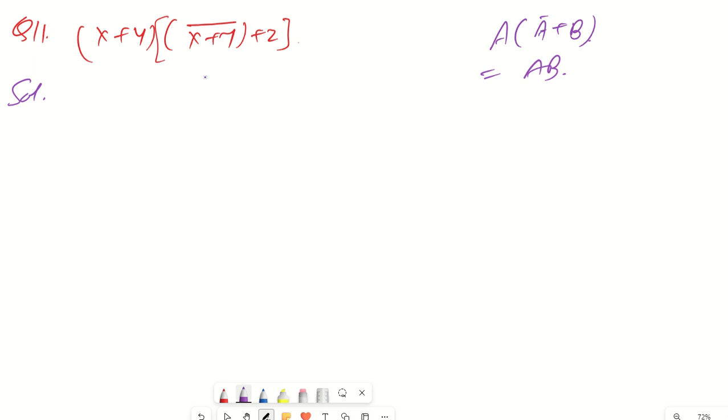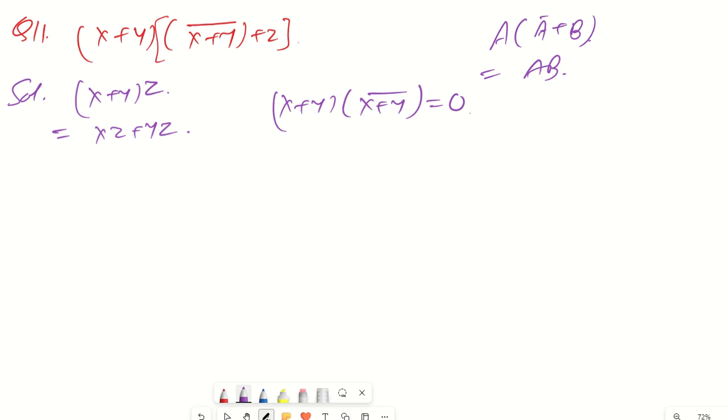So I can write it down as x plus y as a, so x plus y bar will be a bar plus z. So I am going to get it as what? X plus y into z, and this one I can multiply and write it down as xz plus yz. That's all, done. So what I have done is, here x plus y into x plus y bar will be 0 plus x plus y into x plus y plus x plus y into z. So that's all done.